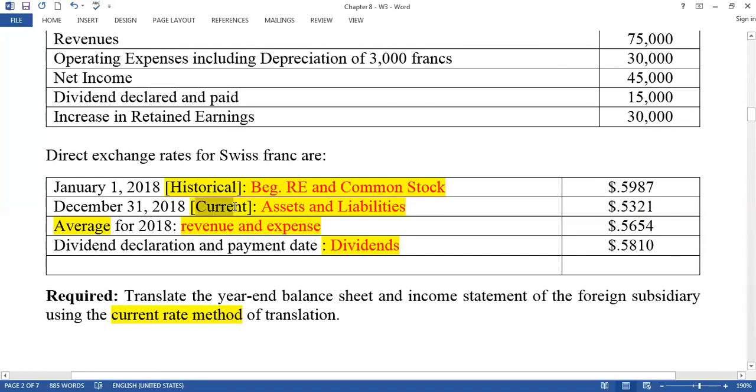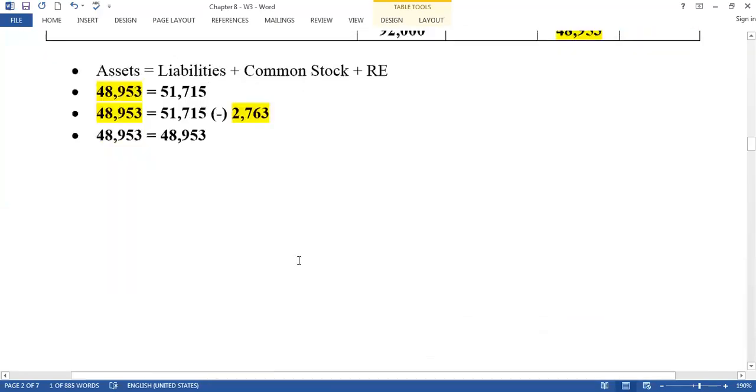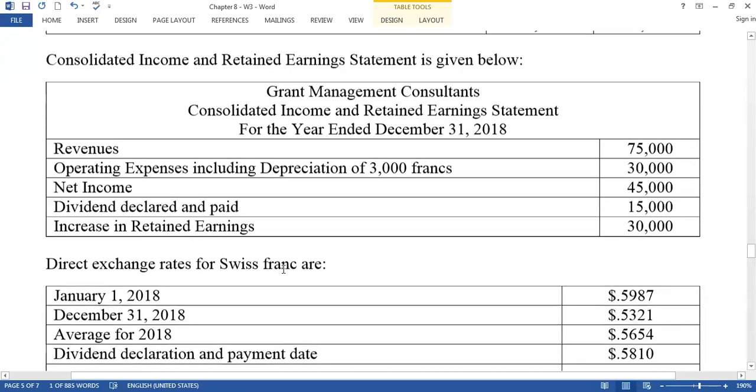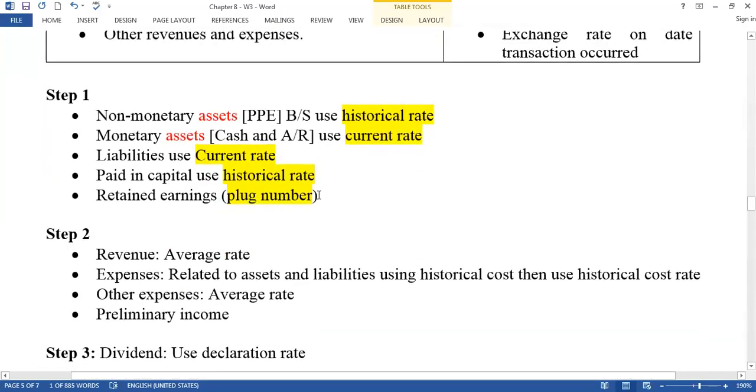Yes, so we use current rate for the liabilities, right? I confirmed it, yes. So this is step one. I repeat again, we divide our assets into monetary and non-monetary. Then monetary assets use current rate, non-monetary use historical rate, liabilities use current rate, paid in capital uses historical rate. Then our missing number is retained earnings. We have to plug this number. We have to find a missing number.